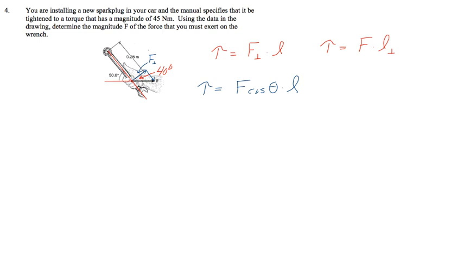And then what we know is we know the torque and we know the L. What we don't know is the F. So the question is, determine the magnitude F of the force that you must exert on the wrench in that direction. So if we rearrange this equation to solve for F, we're going to get torque divided by L cosine theta. And then just put in the numbers. So we're going to have 45 newton meters divided by 0.28 meters times the cosine of 40 degrees.